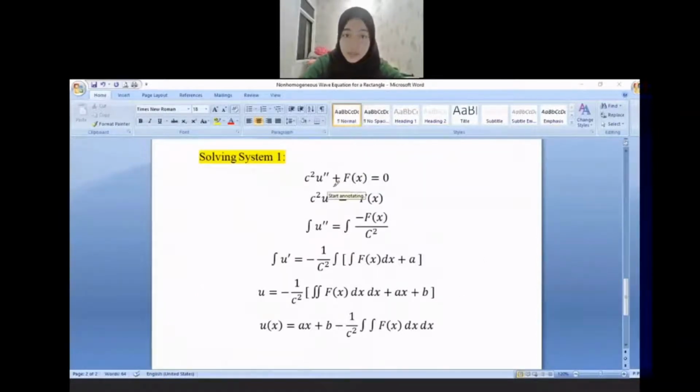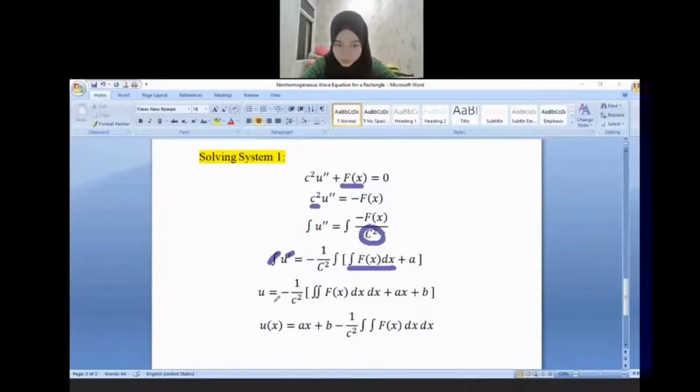System 1 is c squared u double prime plus f(x) equal to 0, and then we bring f(x) to the right hand side, and also c squared we bring to the right hand side. We integrate this, we will get u prime, and we can let c squared go outside because it's just a constant. So we integrate f(x), we will get the integral of f(x) dx and also a constant a. We integrate it again, so this will be gone, the integration of u prime.